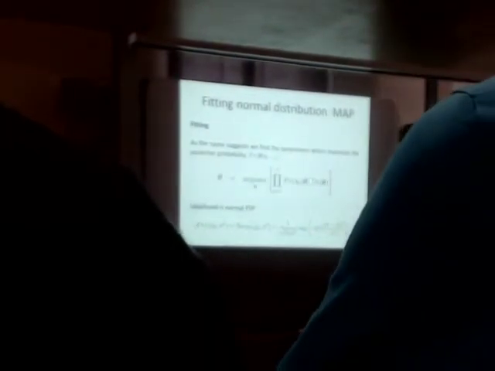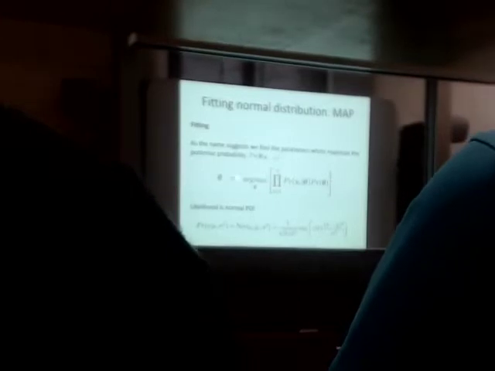Right. So this is maximum likelihood. Now let's quickly go through the MAP setup. Here what we want to maximize is the posterior distribution.